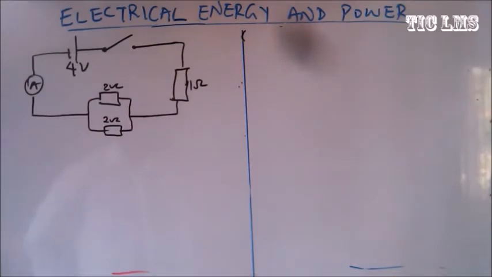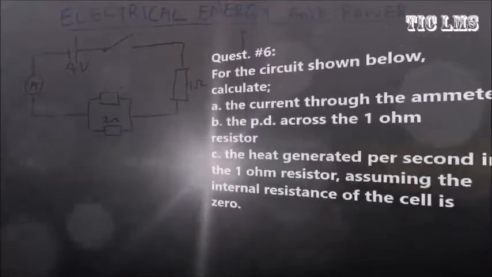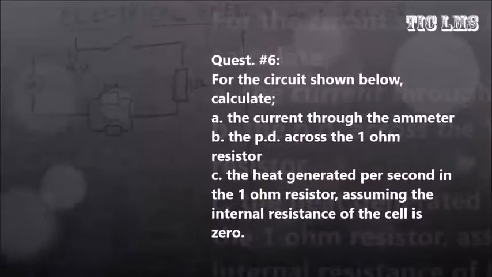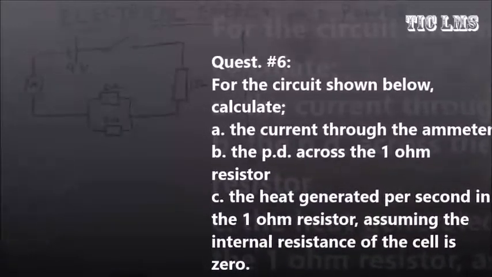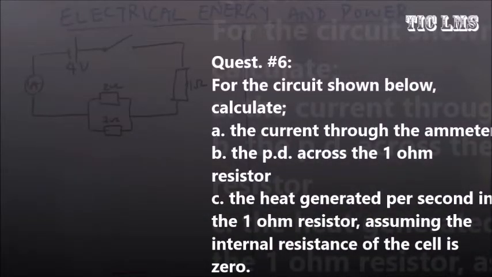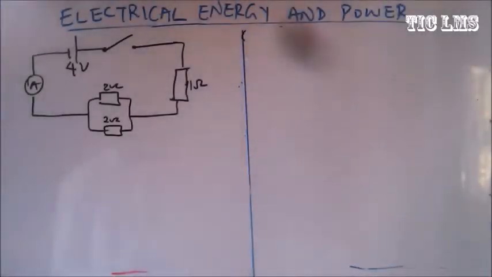Alright, so this next question says, for the circuit shown, calculate A, the current through the ammeter, B, the potential difference across the 1 ohm resistor, C, the heat generated per second in the 1 ohm resistor, assuming the internal resistance of the cell is 0.